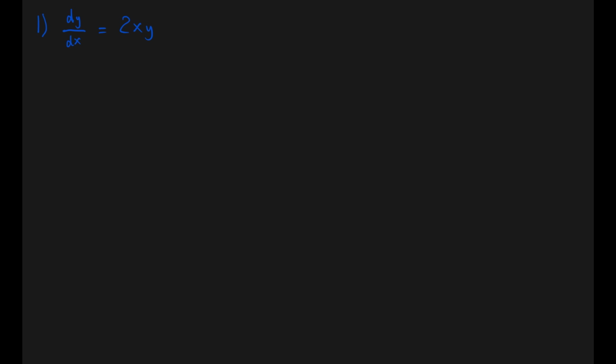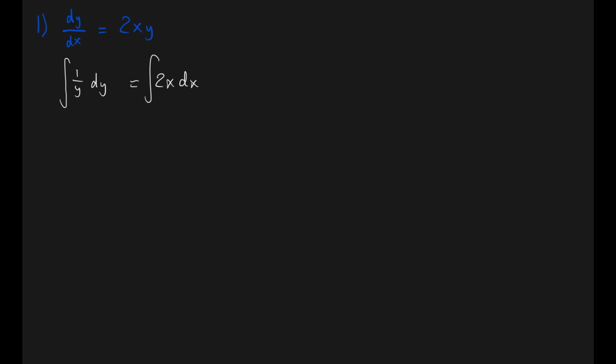Well, we have dy over dx equals 2xy. So we want to get the y on the left side and isolated with the dy, and the dx on the right side and isolated with the 2x. So to do that, we're going to divide both sides by y and multiply both sides by dx. Doing that is going to give us 1 over y dy is equal to 2x dx. So nice and easy, we've got each variable on its own side, and we can go ahead and integrate.